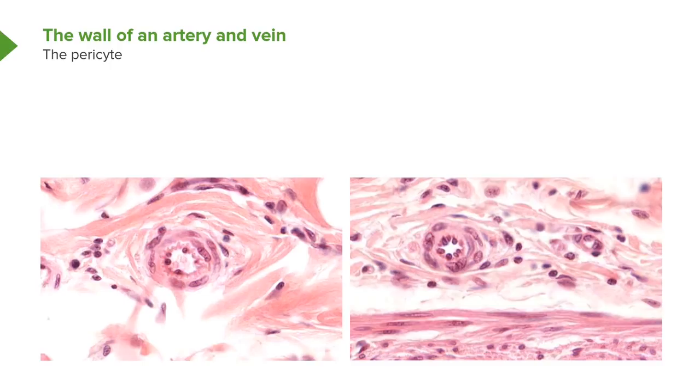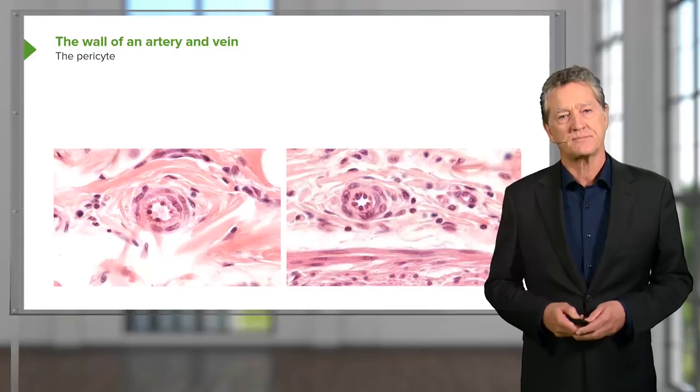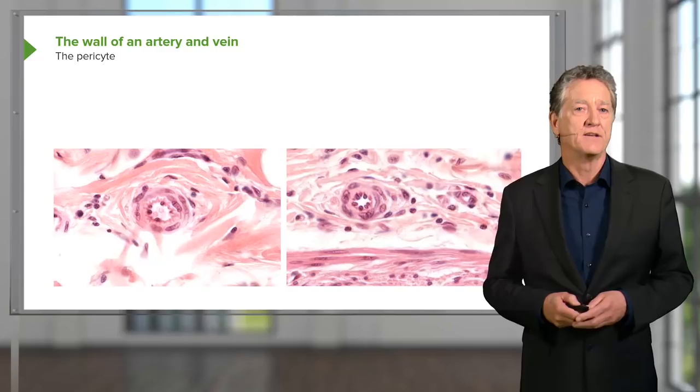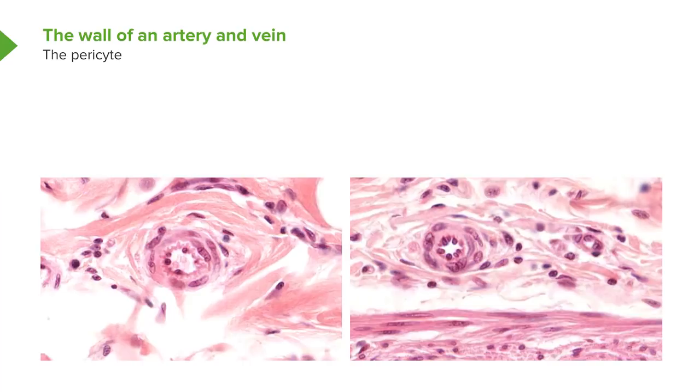You can even make out a very small wiggly line there, which is the internal elastic lamina. But notice there are only one or two layers of smooth muscle around each of these vessels. And then you really can't see components of the adventitia on the outside. It just blends in with surrounding connective tissue. But I want to mention the pericyte. On the right-hand side, you can see a little tiny vessel. This little tiny vessel is surrounded by an endothelium.